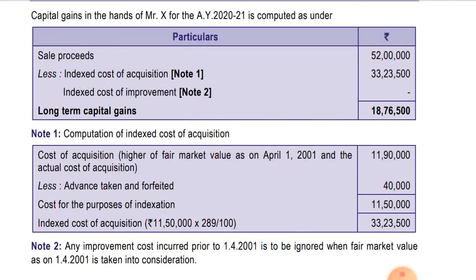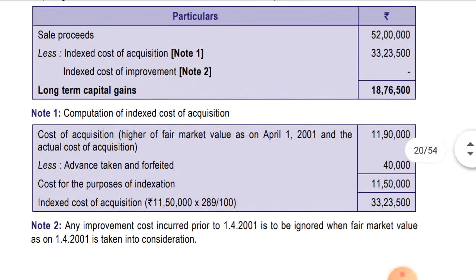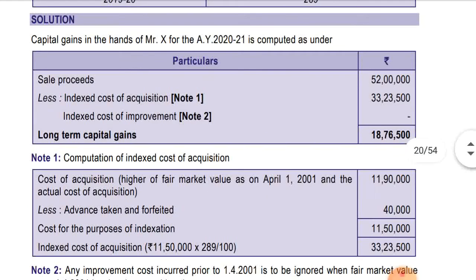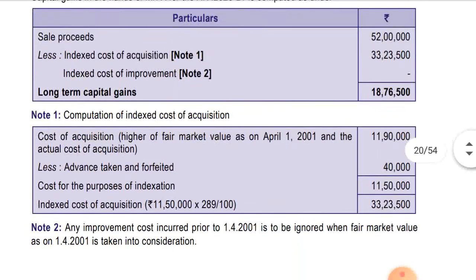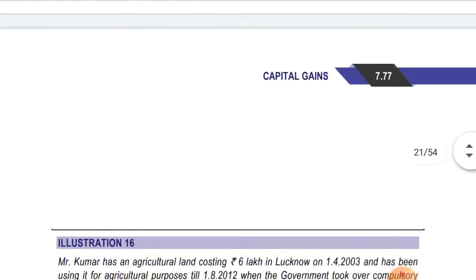Indexed cost of improvement is nil, as I said. Only improvement done on or after 1st April 2001 is taken, and before that it is ignored. It's given in the note. Any improvement cost incurred prior to 1st April 2001 is to be ignored when fair value as on 1st April 2001 is taken into consideration. They have written this additionally, but you can simply write that any improvement cost incurred prior to 1st April 2001 is to be ignored. Okay, so capital gain has come, and this is a long term capital gain. Now move to illustration number 16.